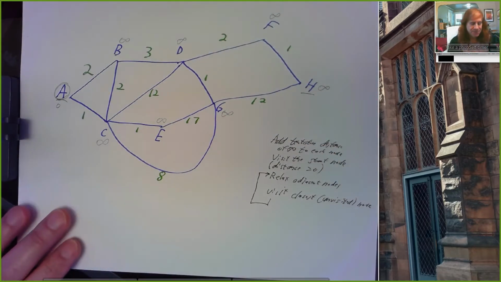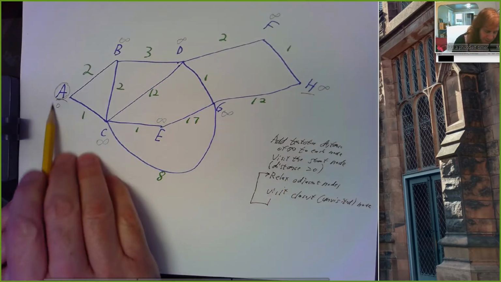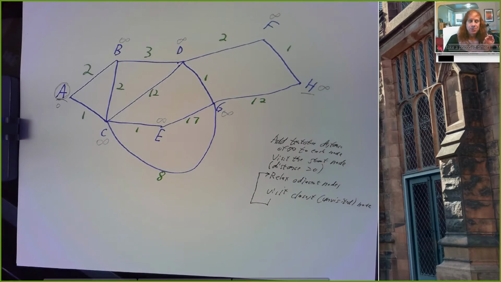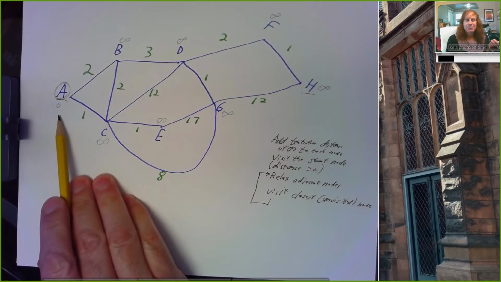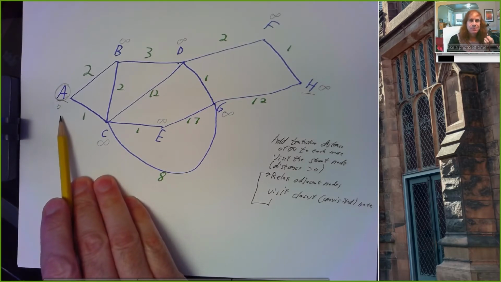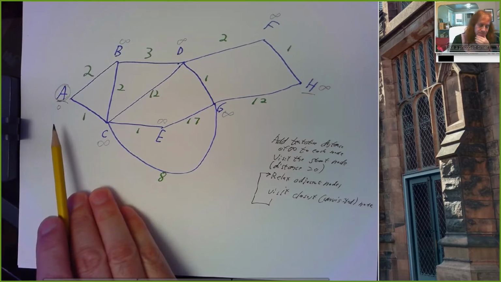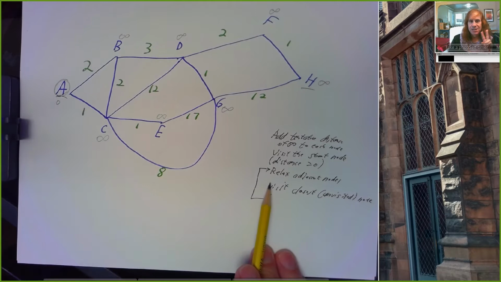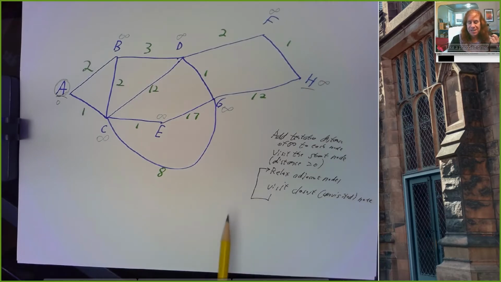Alright, so that's our first step, and then we go ahead and visit the starting node and set its distance to 0. Once we visit a node, we'll circle it, and the distance that we have marked for that node is the best distance we can find. Okay, so let's jump into our loop. Two steps, we just keep iterating over and over: relax the adjacent nodes and then visit the closest node.